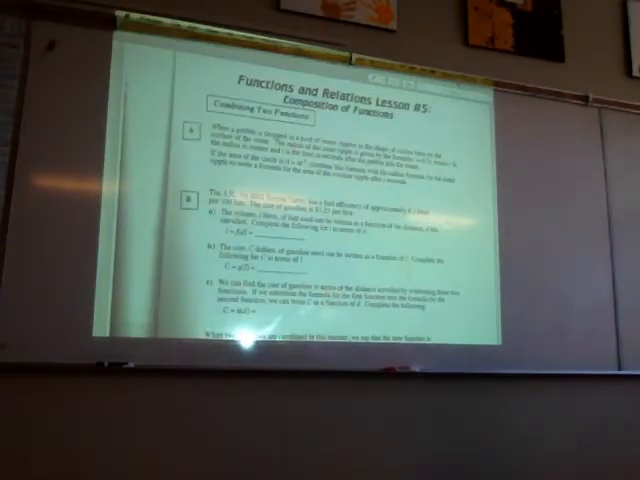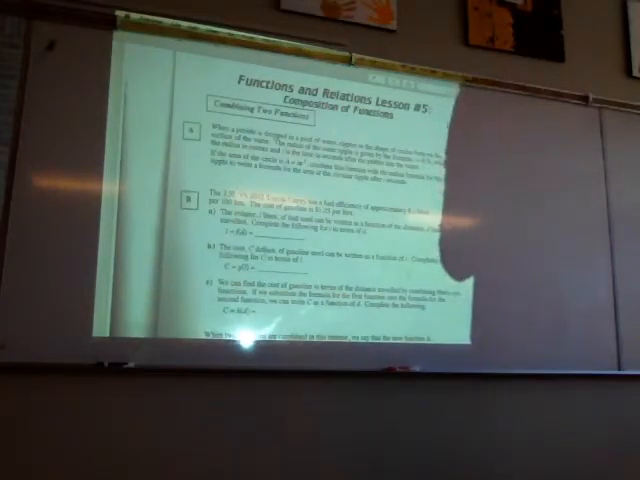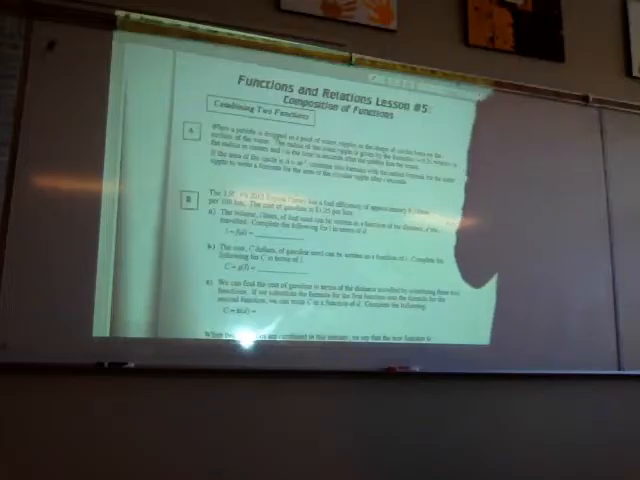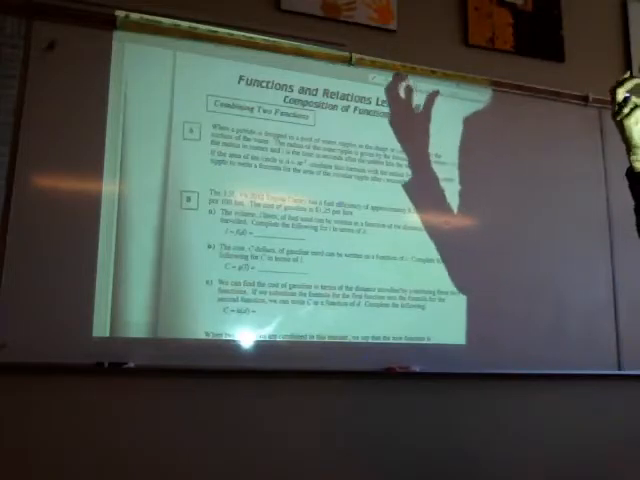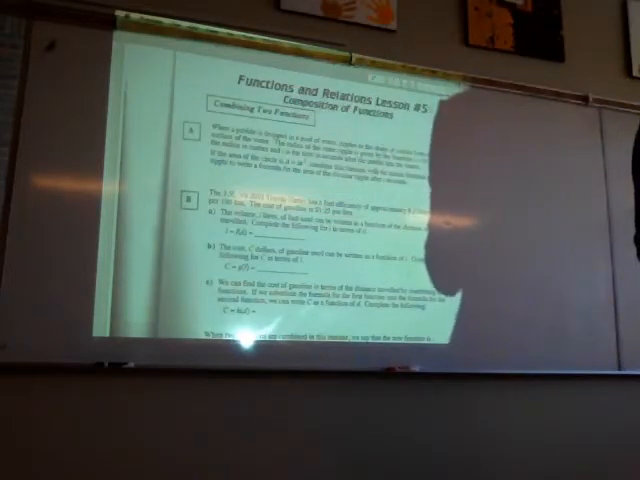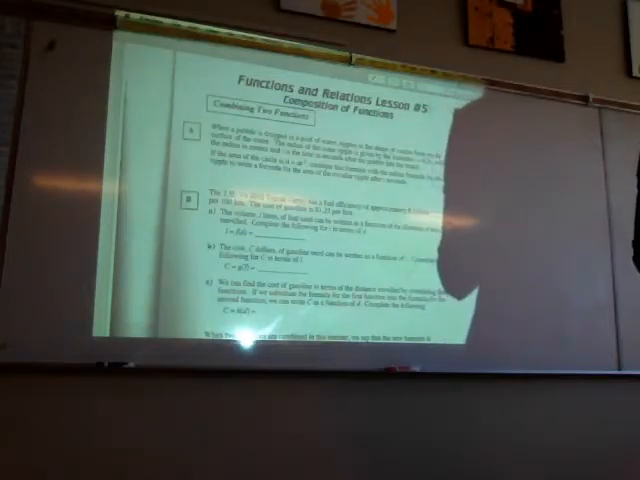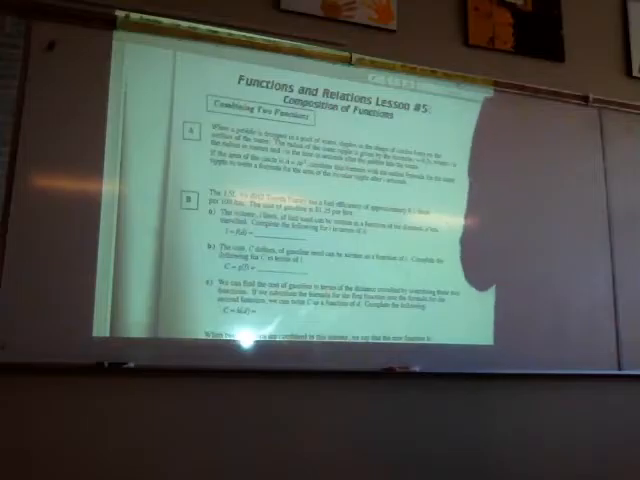Alright, so lesson number 5, we're introducing the composition of functions. So far we've done the sum, the difference, the product, and the quotient. This one's a little bit different because now we're basically subbing a function into another function. The function of a function. Once you see a few examples, I think you guys will think it's not too bad, but initially the notation might be a little bit tricky.